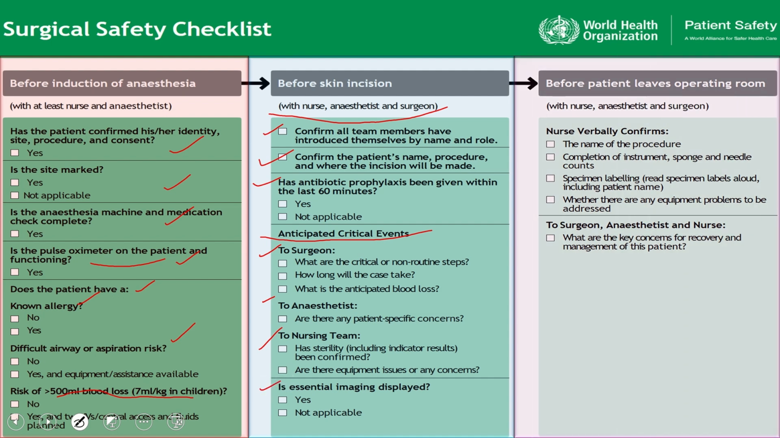Before the patient leaves the operating room, these things are checked with nurse, anesthetist, and surgeon. The nurse verbally confirms the name of the procedure, completion of instruments, sponge and needles count. Specimen labeling: read specimen labels aloud, including patient name, and whether there are any equipment problems to be addressed. To surgeon, anesthetist, and nurse, what are the key concerns for recovery and management of this patient?